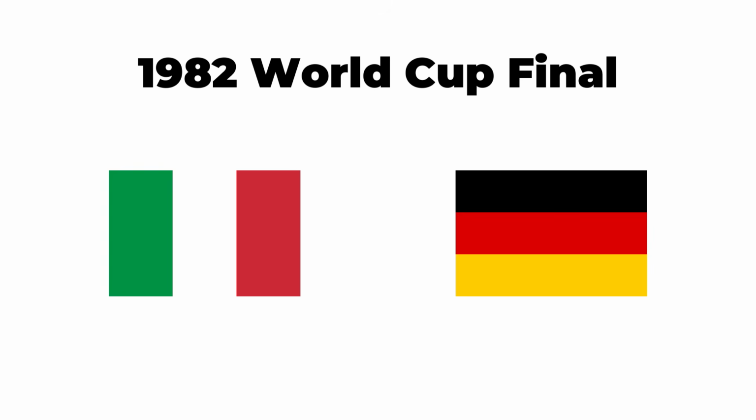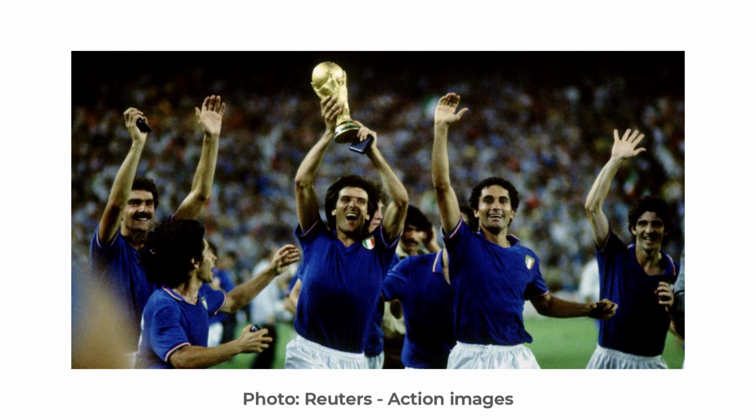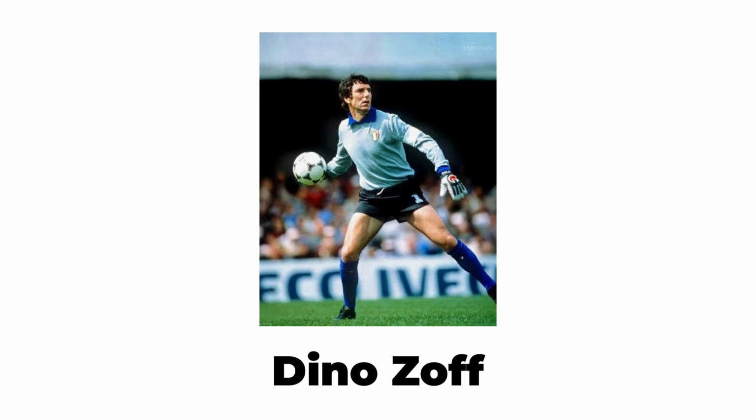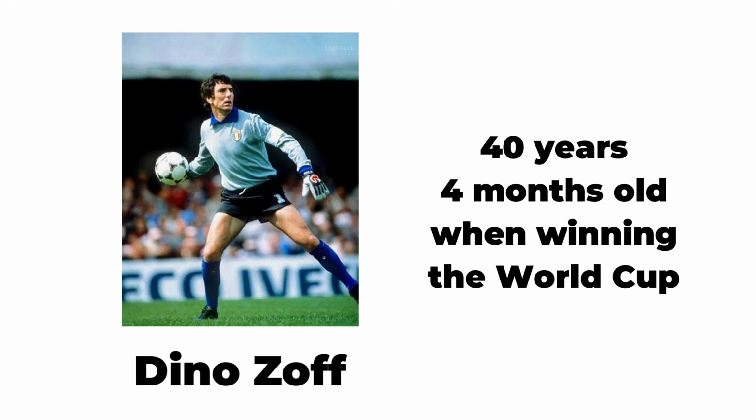The final itself was Italy's concert. The top scorer Paolo Rossi, Marco Tardelli and Alessandro Altobelli all scored a goal each. The Germans could only reply with Paul Breitner's consolation goal late in the game. This meant Italy became the second nation to win the World Cup 3 times. Italy's win also made their goalkeeper, Dino Zoff, the oldest World Cup winner. Dino was 40 years and 4 months old at the time.